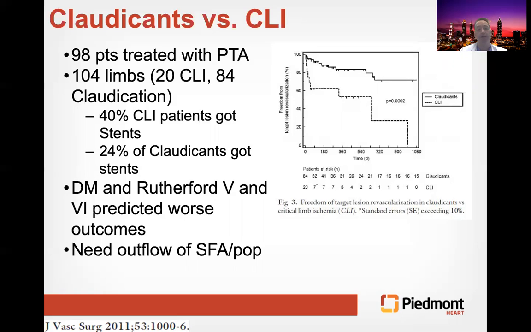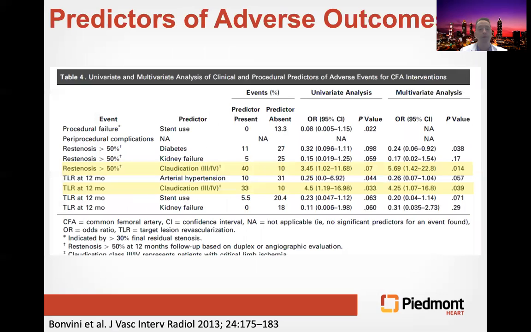And really, just like in any vascular intervention, you really need good outflow. You need good outflow of the SFA and popliteal. I think that's been shown as well. Big issues, again, shown in a different group, the same author looking at TLRs. Again, if you have claudicants with borderline into class 4, diabetes, kidney failure, stent use, these are all predictors.